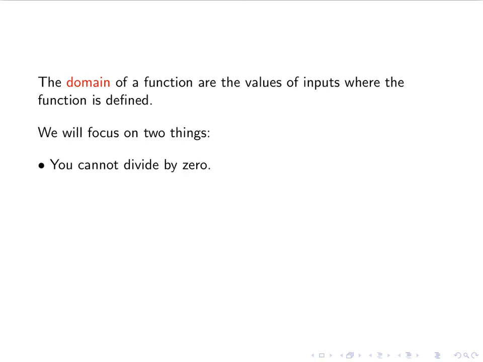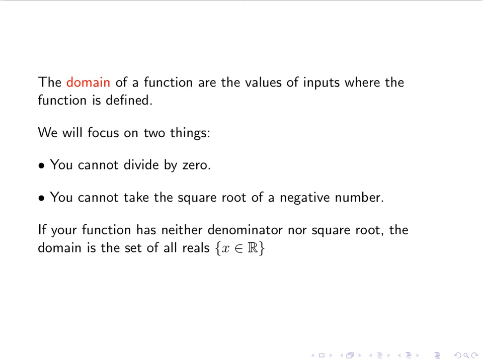So we're going to remember the fact that we cannot divide by 0, so that's going to have an effect on the domain if I have a fraction. And the other one we're going to look at is square roots. Hopefully we remember that we cannot take the square root of a negative number. And what this means is that if we have a function that doesn't include these two things, so there's no fractions, there's no square roots, then the domain is what's called the set of all reals.